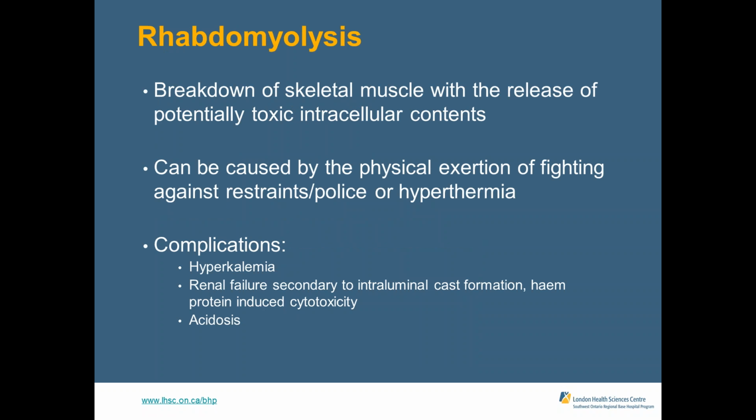And then with the rhabdo, we want to make sure we manage the complications that can present. So these patients have been fighting. They might have some increased potassium levels in their bloodstream. Later on, they can progress to renal failure with casts forming in the kidneys or cytotoxicity because of this. And they can also be acidotic from the lactic acidosis that they might get with rhabdo.